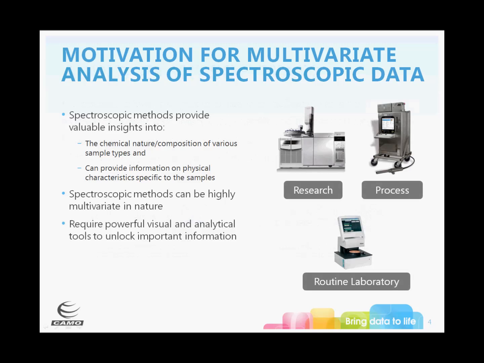First, let us go through a little bit of the motivation of multivariate analysis for spectroscopic data. Spectroscopic methods provide valuable insights into the chemical nature of various sample types and can provide information on physical characteristics specific to the samples. Because spectral data are highly multivariate, they need to be analyzed using multivariate methods. These include powerful visual and analytical tools well suited to unlock important information in the data.